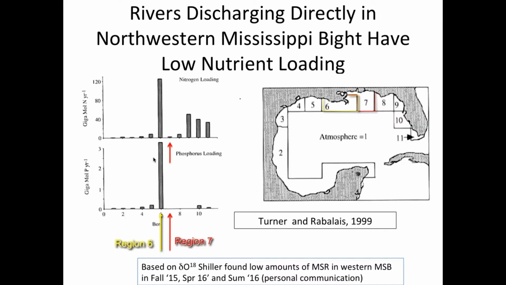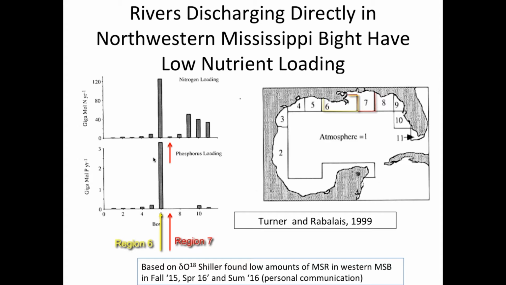All right, so an interesting thing about this area is that even though there's a lot of fresh water into the Mississippi, the Western Mississippi Bight, the nutrient loading is low compared to the Mississippi Atchafalaya system. So these figures are from Turner and Rabelais 1999, where they divided the shelf of the Gulf of Mexico into these regions. Region 6 is the Mississippi Atchafalaya, and you can see in the bar graph that the nutrient loading, the nitrogen and phosphorus, is very large. And then when you get over into Region 7, which includes the Western Mississippi Bight, it's quite a bit lower.